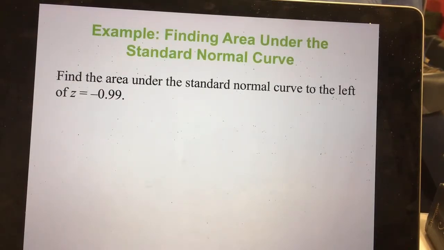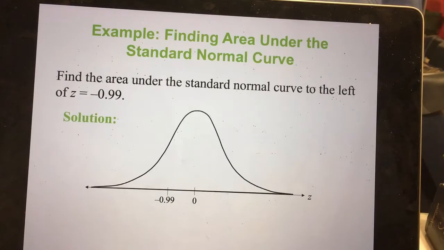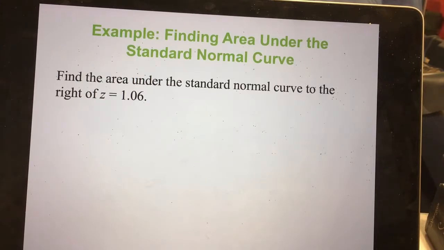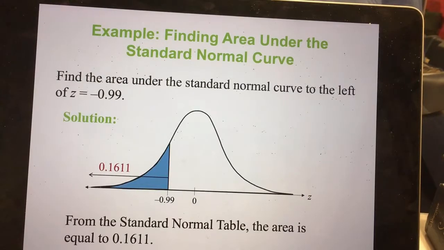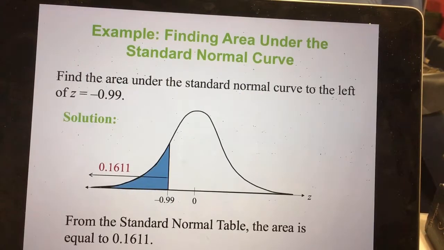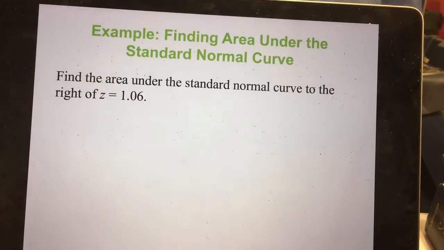Okay, find the area under the standard normal curve to the left of -0.99. The left is what our table is going to give us anyway. We find from the standard normal table that the area is 0.1611. Excuse me, I switched slides and didn't know what I was doing there. So this one is the one that corresponds to -0.99. Now let's go to the next slide.